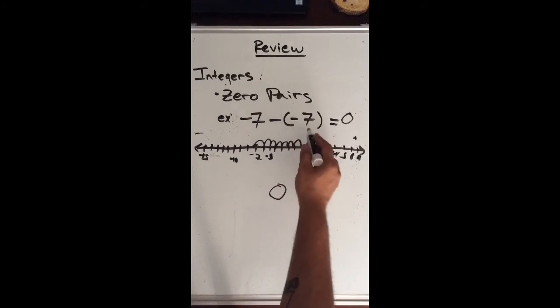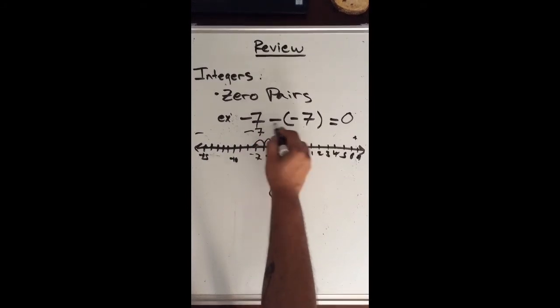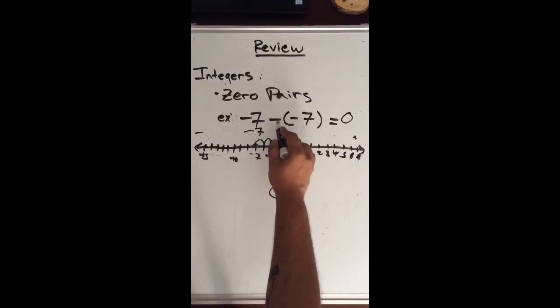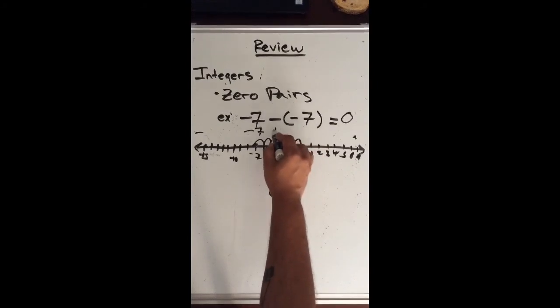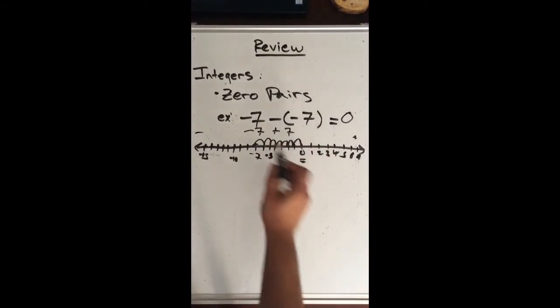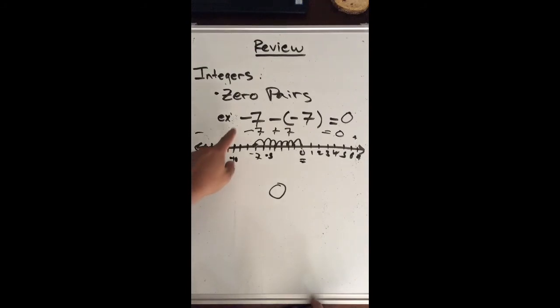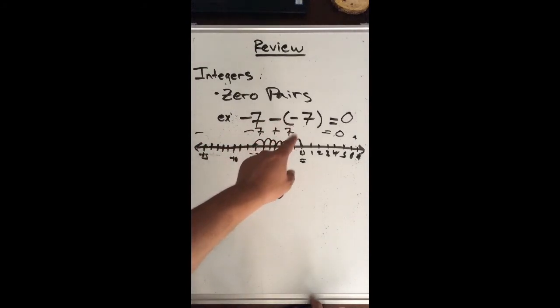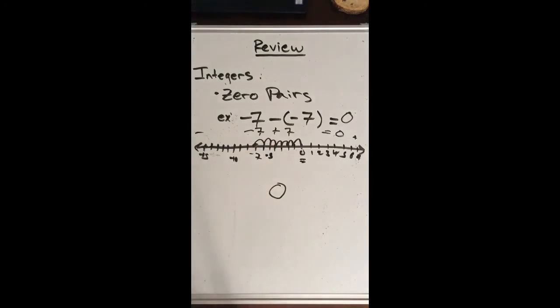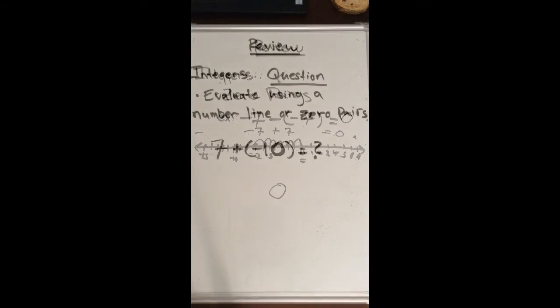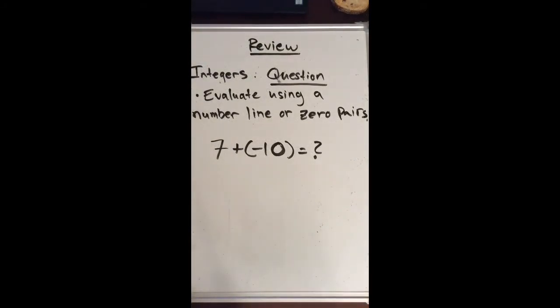So if we were to break this down, if we had negative 7 minus a negative, well, these two are opposite, so this is going to turn into a plus. There is our 0 pair right there. Negative 7 plus 7 is 0. And that's because we have a negative and we're subtracting another negative. And that turns into a positive, and since it happened to be 7, they turn into a 0 pair. Now, I want you guys to try and do this one on your own for now.